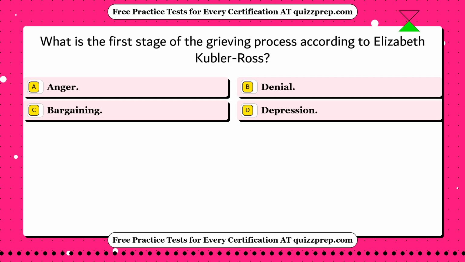Question 83. What is the first stage of the grieving process according to Elizabeth Kubler-Ross? Option A. Anger. Option B. Denial. Option C. Bargaining. Option D. Depression.